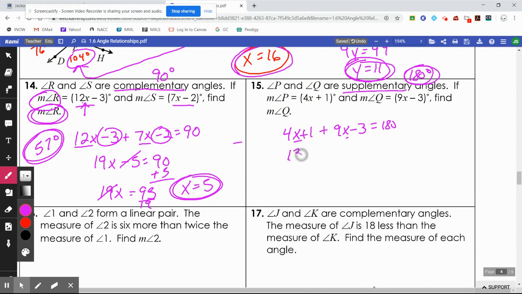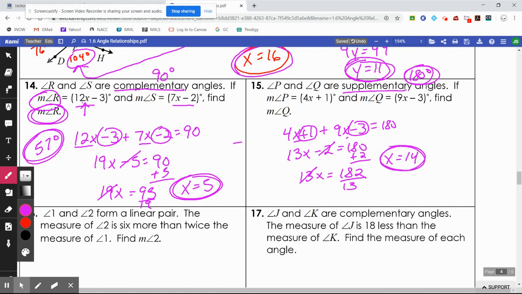It's a total of 13 x's. A positive 1 and a negative 3 on your calculator is a negative 2. So I put all my like terms together. Get rid of minus 2 by adding 2. That's going to be 13x is 182. Since 13 is being multiplied, we're going to divide by it. So I'm going to do 182 divided by 13, which gives me a value of x is 14.